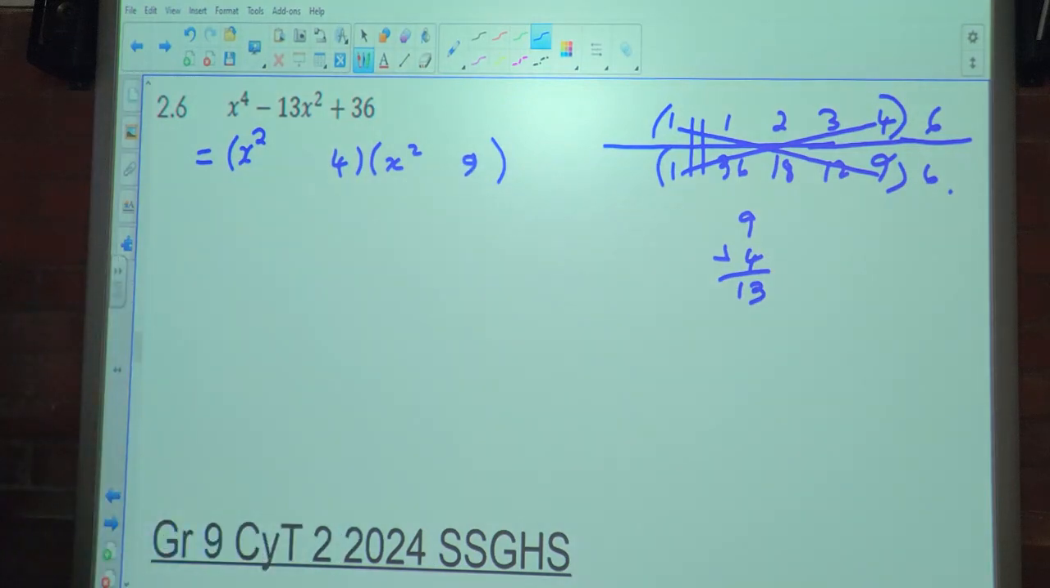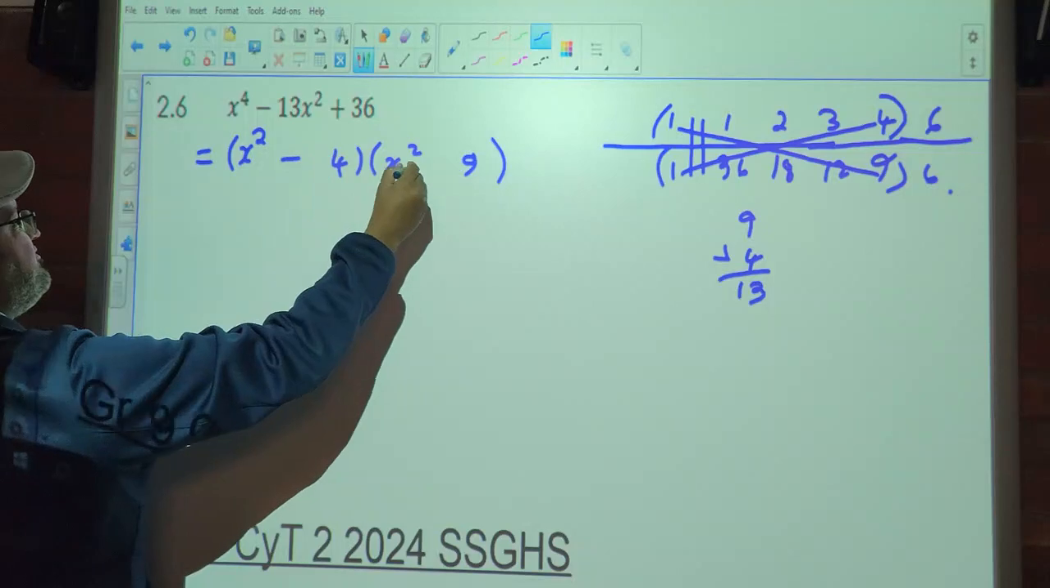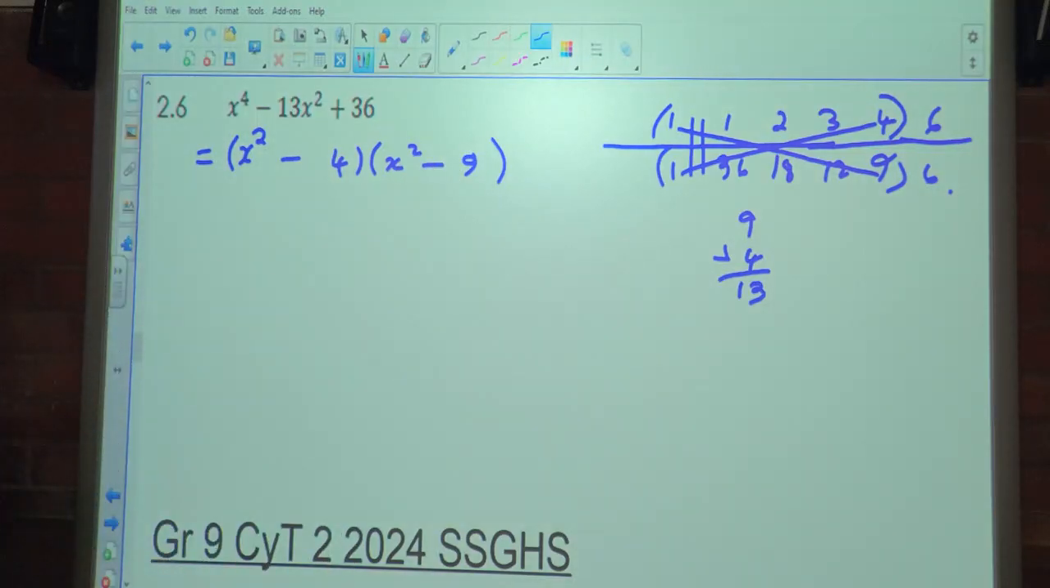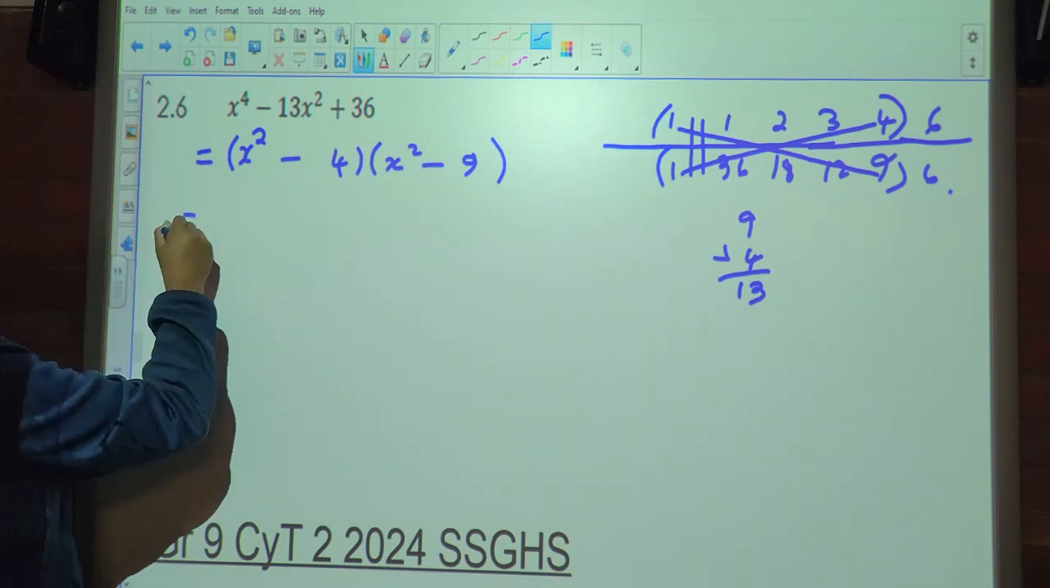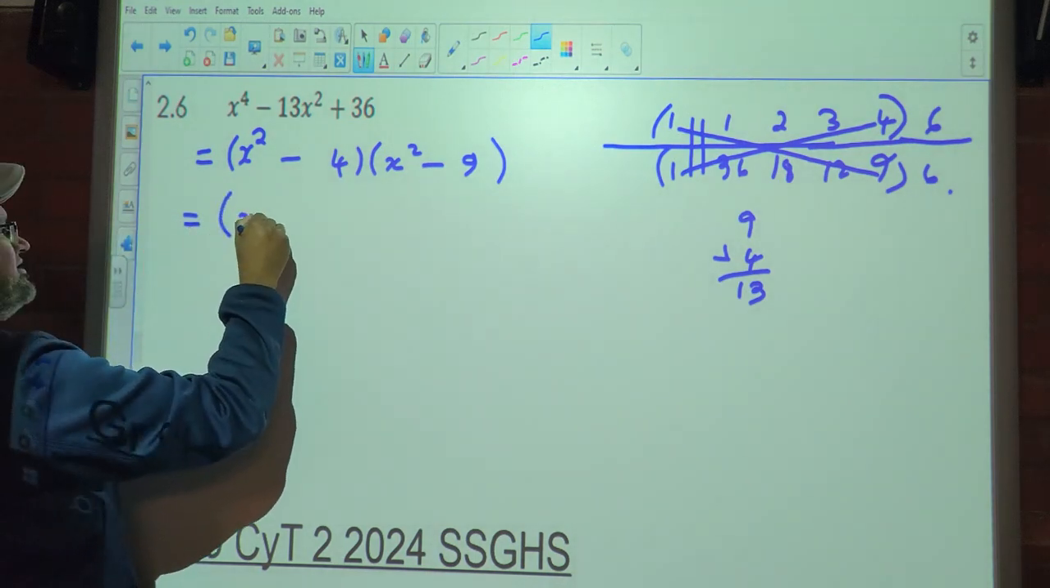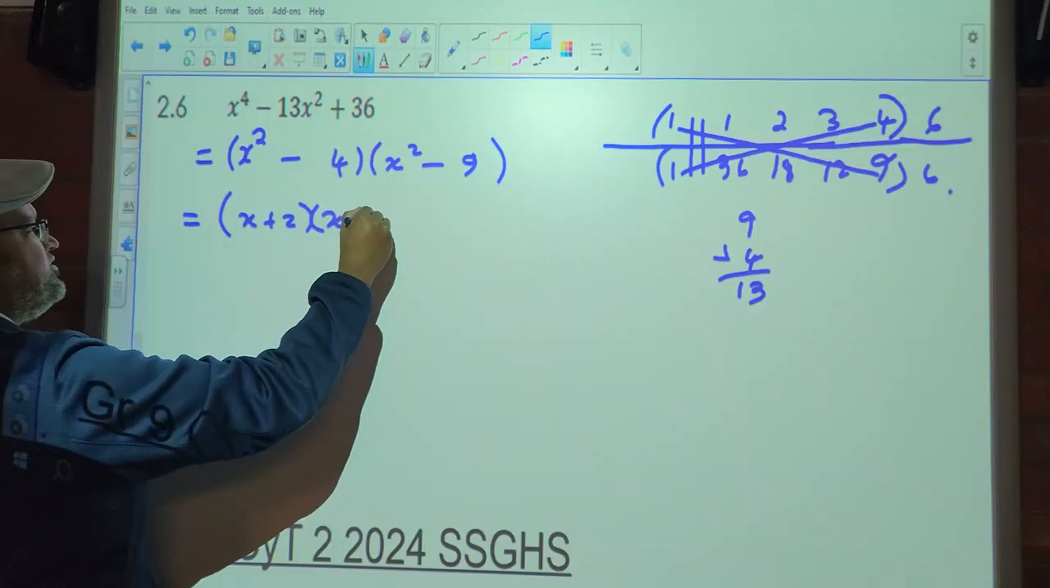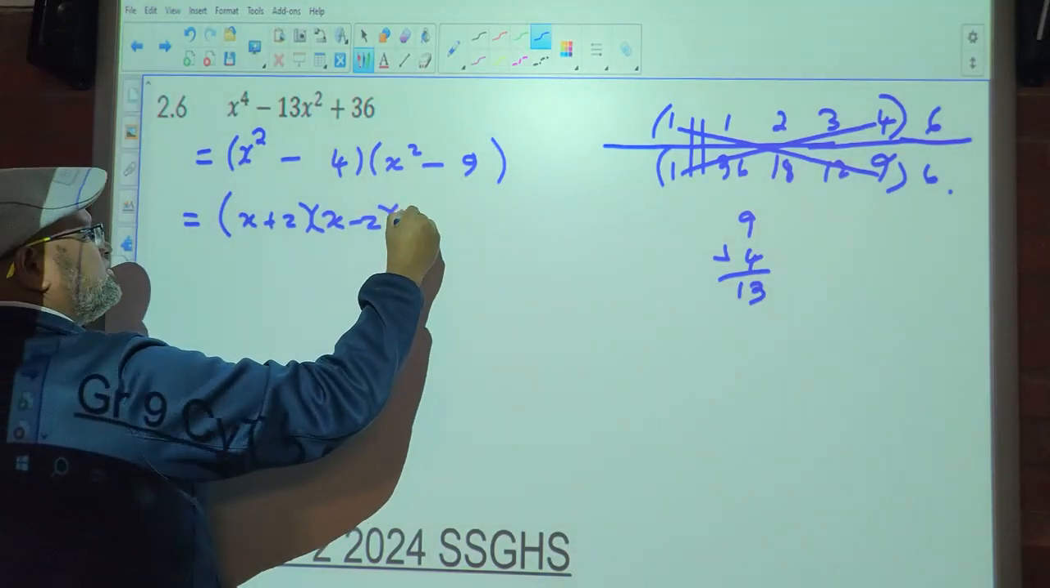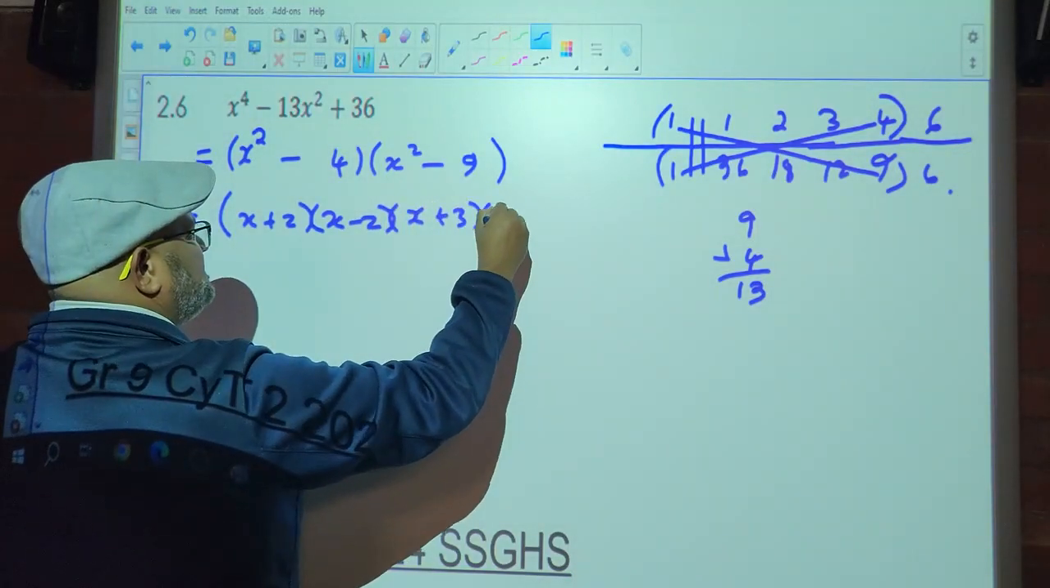What about my sign? Same signs or opposite signs? Same sign. Both is going to be negative. I say, hang on. You've got x squared minus 4. Difference of 2 squares. X plus 2, x minus 2. Difference of 2 squares. X plus 3, x minus 3.